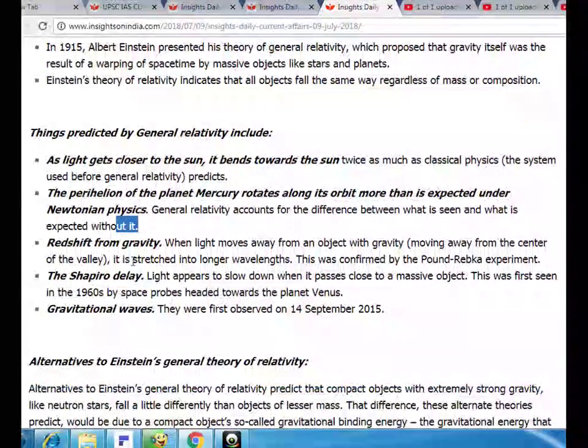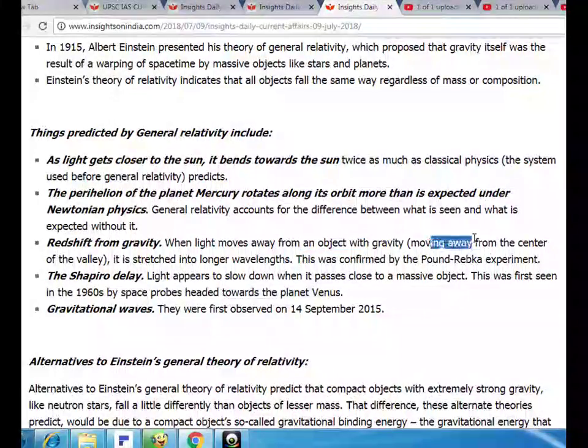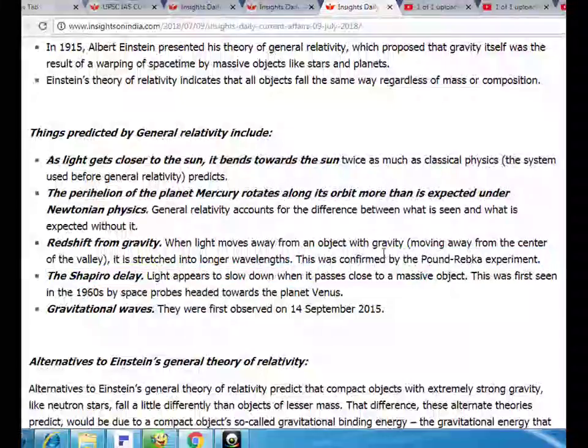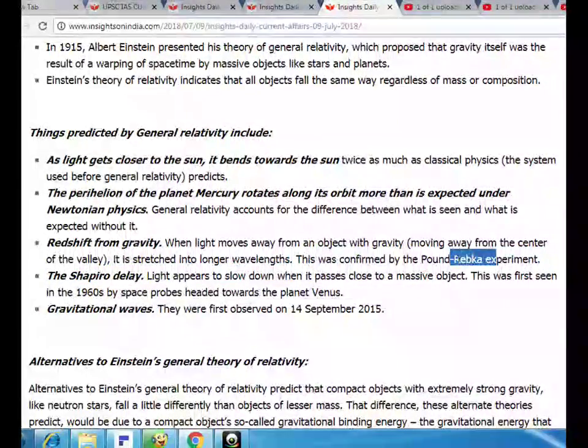Redshift from gravity. When light moves away from an object with gravity, moving away from the center of the gravity well, it is stretched into longer wavelengths. This was confirmed by the Pound-Rebka experiment.